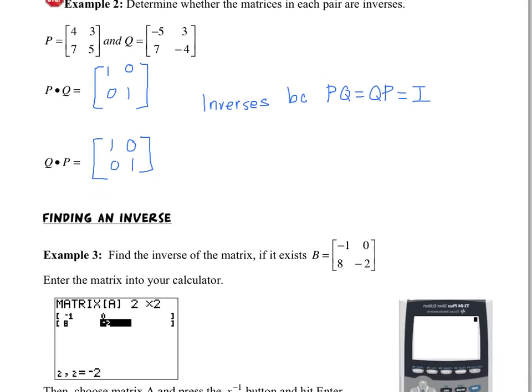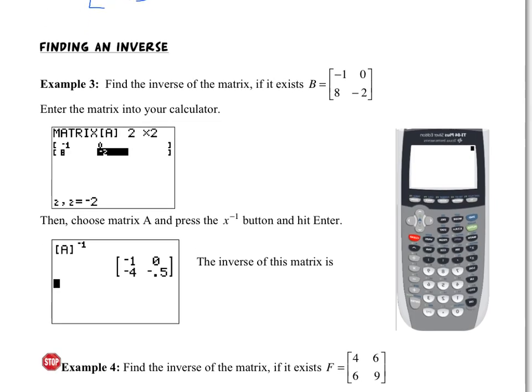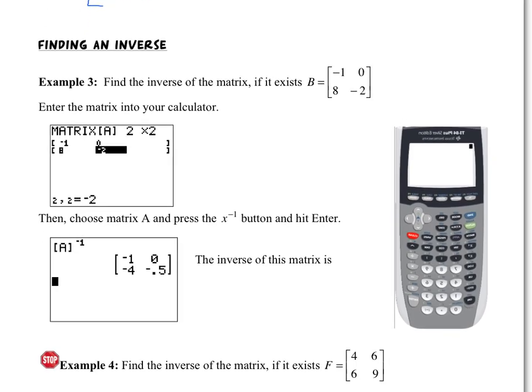Second part of today's notes is finding an inverse. Not every matrix has an inverse, and we're going to use our calculators to see if it does or not. If a matrix does have an inverse, that inverse will show up on your screen. If it doesn't, you will get an error message, in which case you know, okay, that matrix has no inverse.